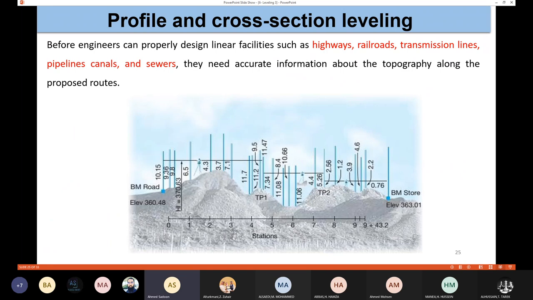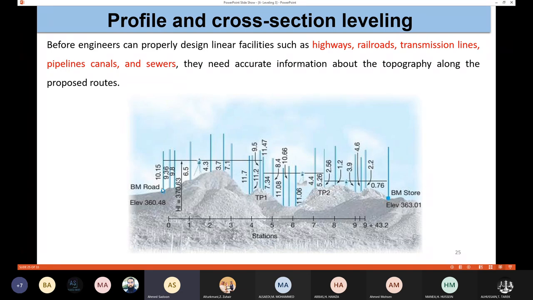Also, I'm going to talk briefly about the applications for the leveling. We mentioned earlier the leveling process is very important. So why is the leveling process important? Because we use this in order to make highways, railroads, transmission lines, pipelines, canals, and sewers. For all of this, we need to have information about topography.